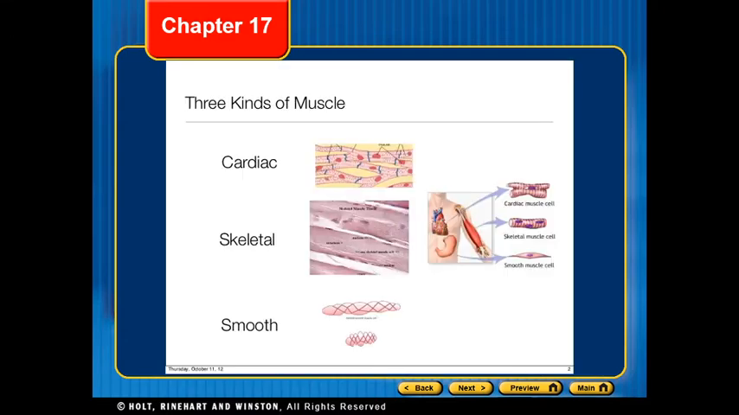So there are 3 kinds of muscle: cardiac, skeletal, and smooth muscle. We will learn about the differences between these 3. The smooth muscle, you can find in your digestive tract or in your blood vessels. The skeletal muscles are the muscles that connect to the bones. And the cardiac muscle, I'm sure you know where you can find it. From the word cardiac, you can find this in your heart.